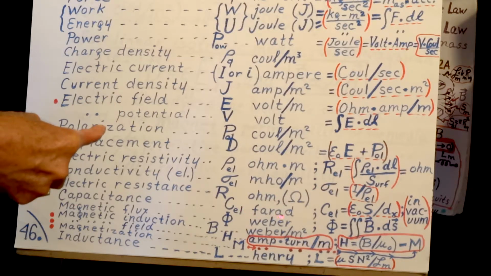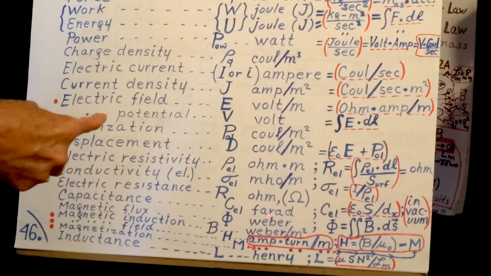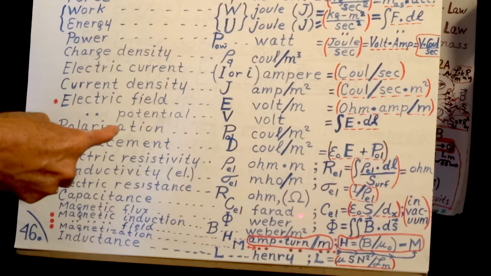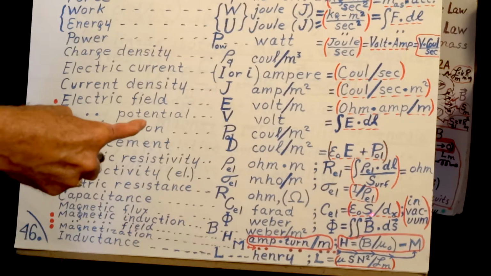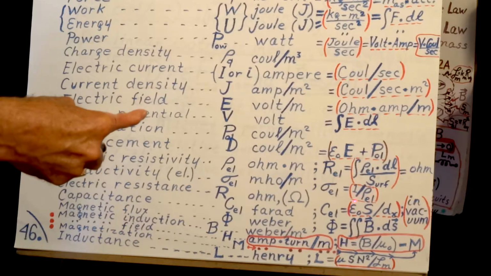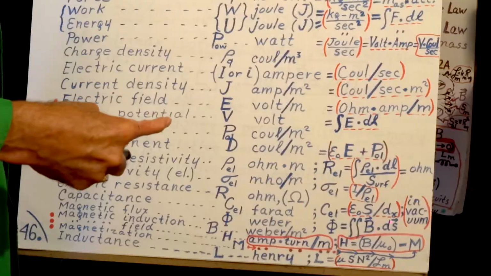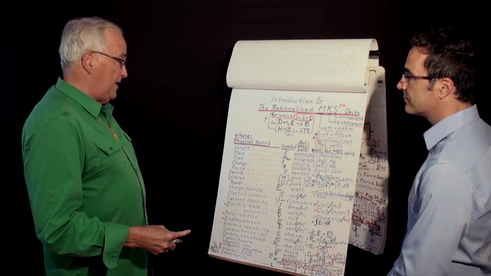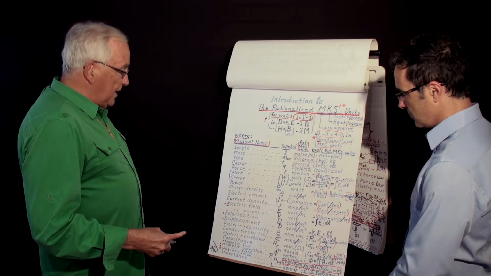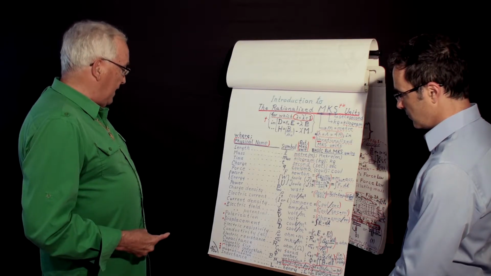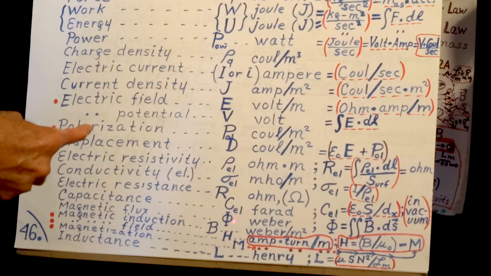Capacitance in farad. So farad is the unit of capacitance. What is capacitance? It's the dielectric constant times the surface of a parallel plate capacitor divided by the distance between the plates. So these are very practical definitions. In vacuum, epsilon zero. So the unit of capacitance is farad.